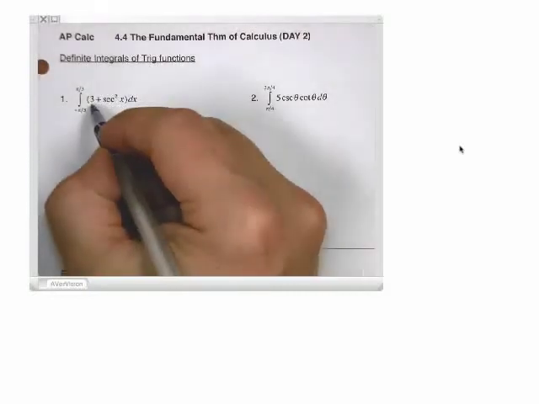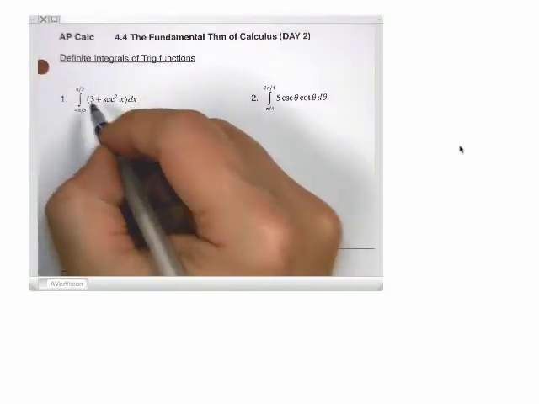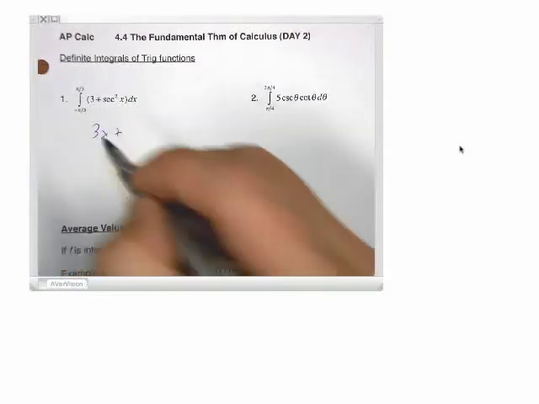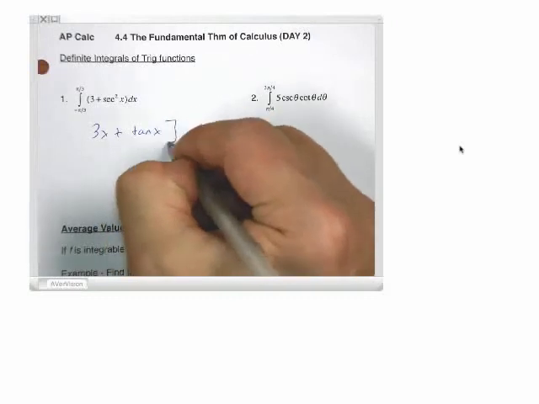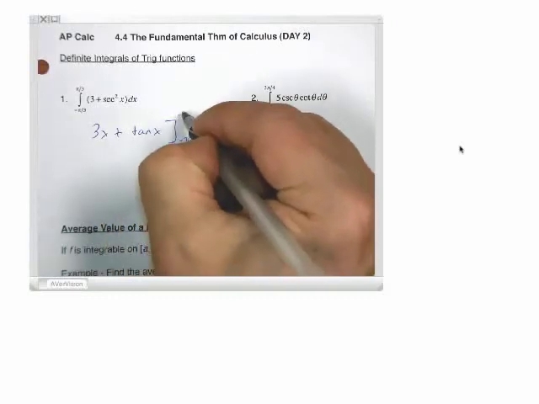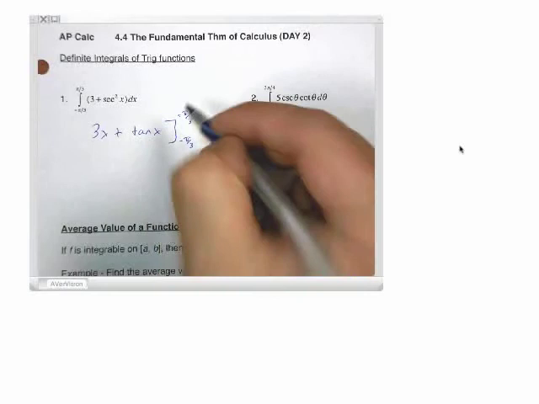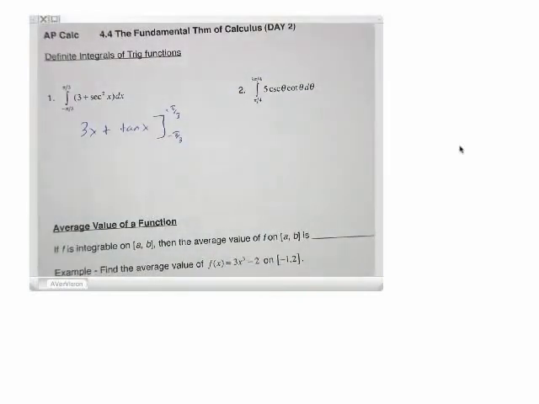So on this particular one, I know that the antiderivative of 3 is 3x. Secant squared, I know its antiderivative is tangent. And then we're going from negative pi over 3 to pi over 3. Oops, positive pi over 3 up there. All right, so we're going to plug those in.